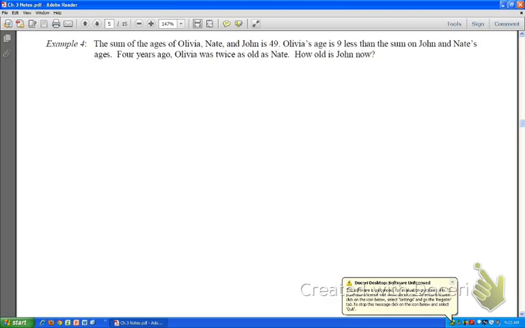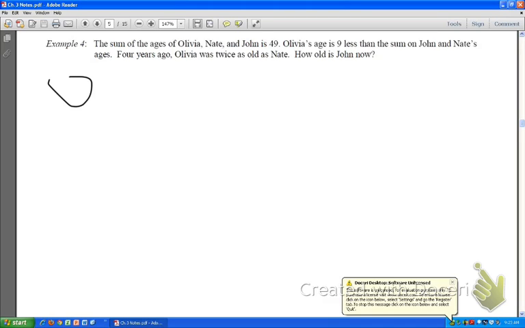All right, so the main distinction that you have to make is we're going to use the variables O, N, and J for Olivia, Nate, and John. The question is, am I talking about their current ages? Am I talking about their ages in the future or the past or what? What am I going to assume those variables are? Current would probably be the easiest, right? Okay, so we're told that right now the sum of Olivia, Nate, and John is 49. So that's a pretty easy setup. You'll just write with addition.